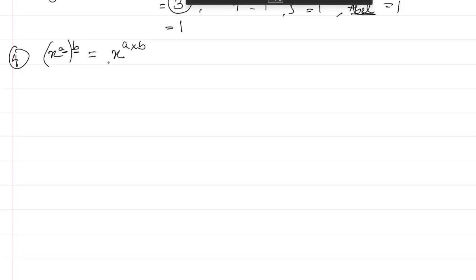And when you have something like this, you multiply the powers. So this is the same thing as x raised to the power ab. And the law can also be applied this way. We can have xy raised to the power of a. This is the same as x raised to the power of a times y raised to the power of a. What that means is that so long as they are joined by a multiplication sign here, you can spread this power across.